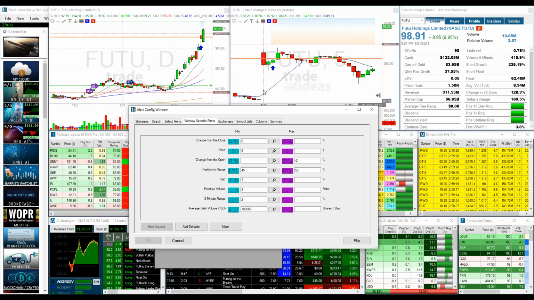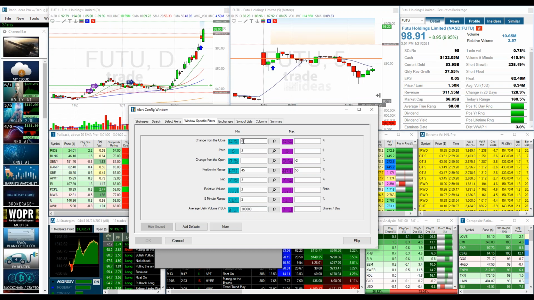I hope this is making sense. This is the best I could do, but you know what? It turned out pretty sweet. And then I got a 5-minute range. I want the 5-minute range to be at least 2%. This is why it's probably going to be more effective in the early morning. And then the rest of them are just priced over $3.